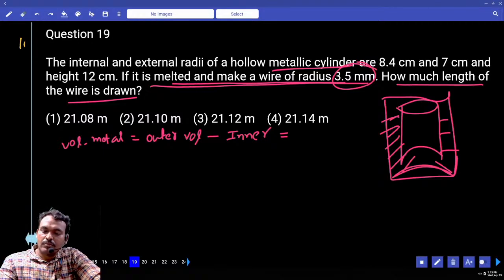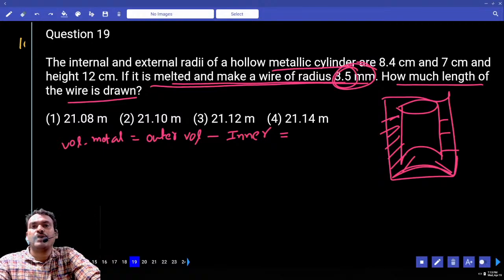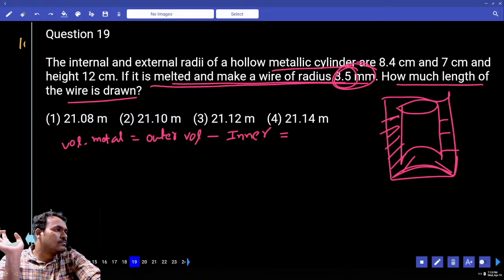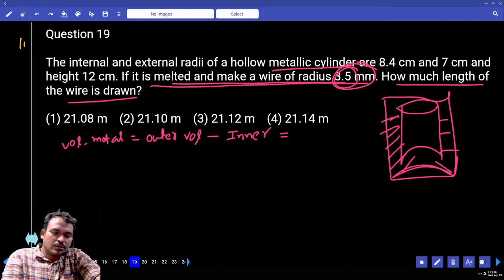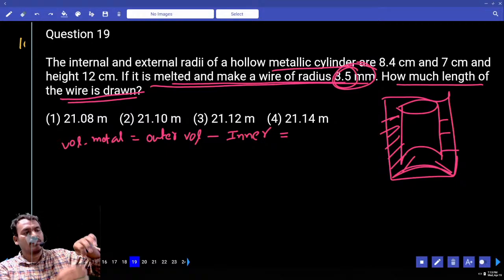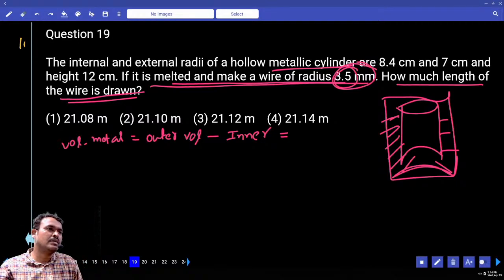In that wire volume, the radius is already given. How much? 3.5 mm. 1 meter is equal to how many millimeters? 1000 millimeters, sir. Okay, 1 meter is equal to how many centimeters? 100 centimeters. If centimeters are converted to meters, divide by 100. Millimeters converted to meters, divide by 1000. What is the question here? What is the length of the wire drawn? Length of the wire is also equal to which one? Height of the cylinder.